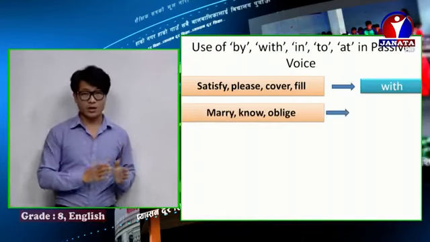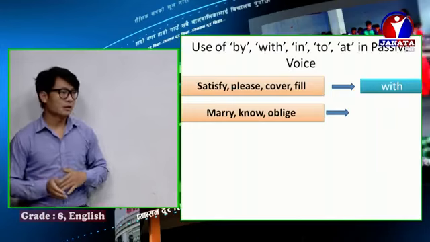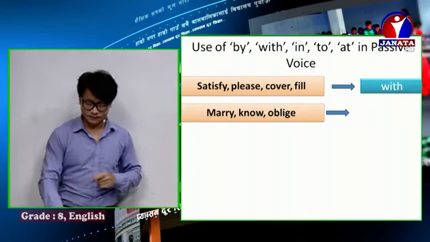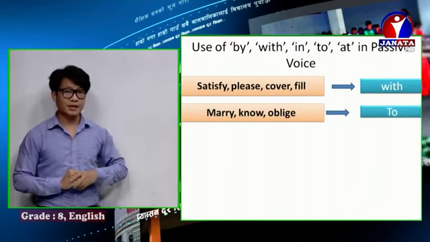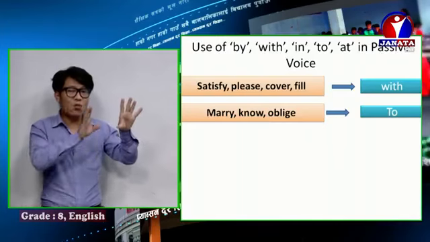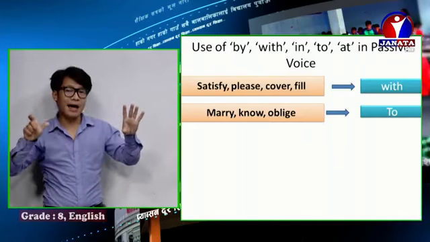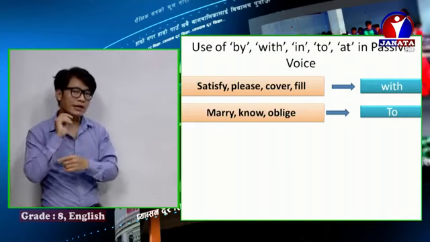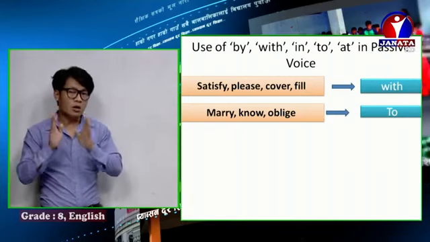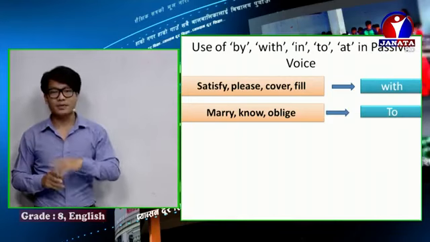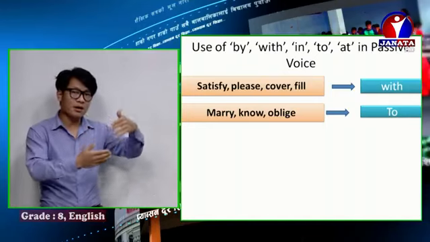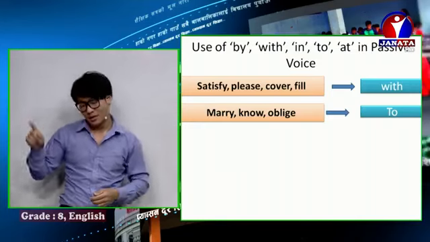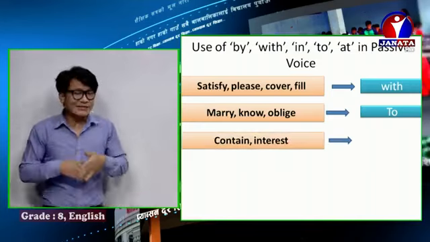Next, marry, know, oblige. With these three verbs, we don't use by, we use to. Like Ram and Sita: "Sita was married by Ram." If you write this, that is wrong, because in the place of by you need to write to, because marry, know, oblige, these three verbs take to. Let me give you an example: "Sita was married to Ram." That's correct.